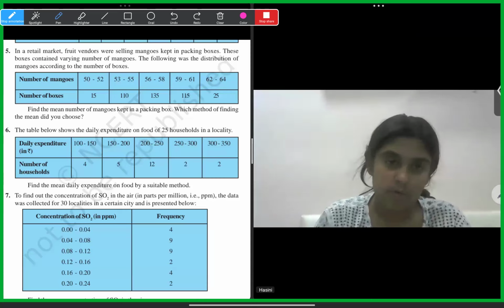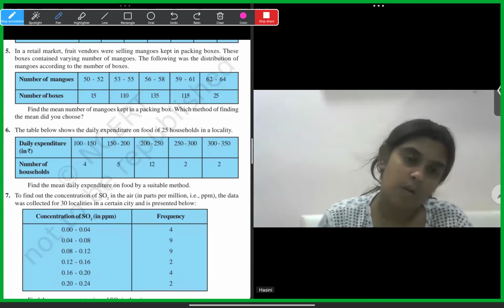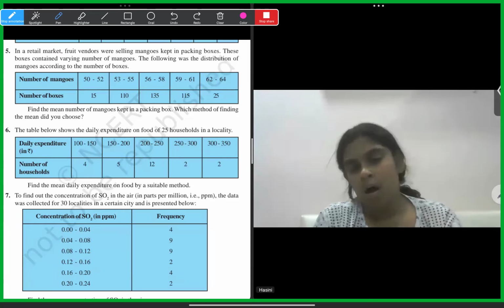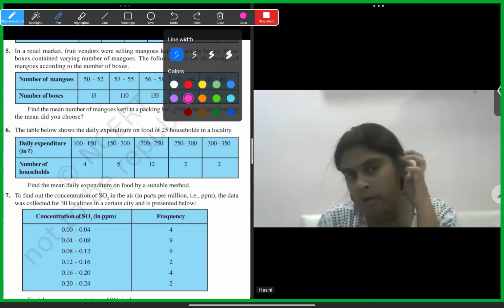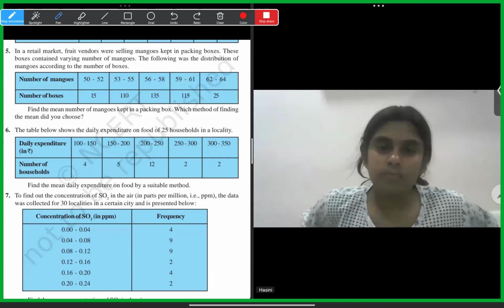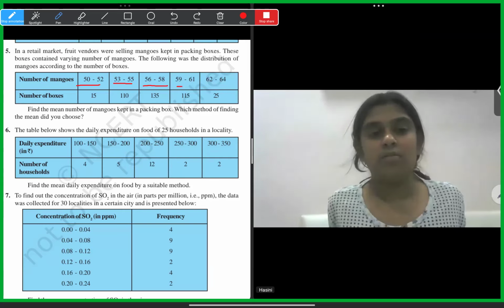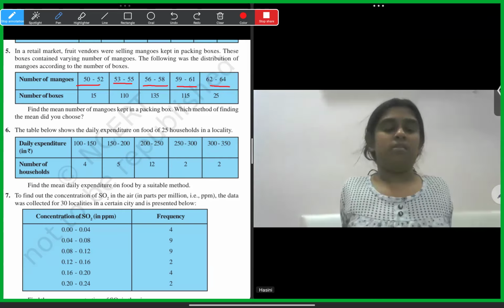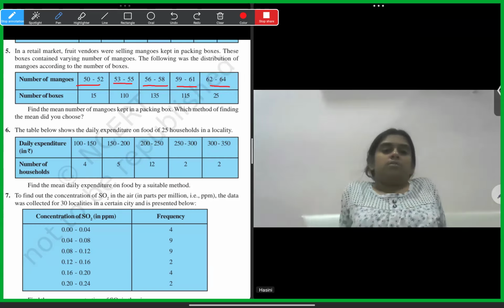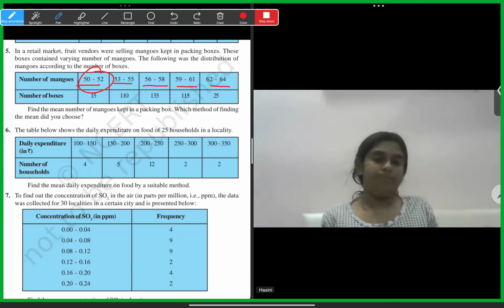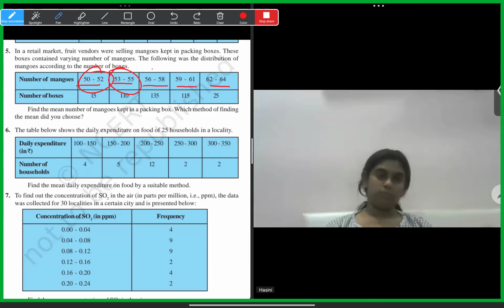We'll do either the step deviation or the assumed mean method. But if you observe the class intervals, for the first time you got different class sizes. If you see, the first one is 2, next one is 3, again 2, 3, 2, like that.